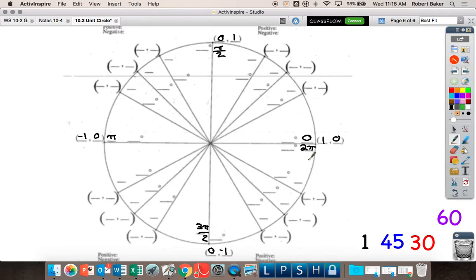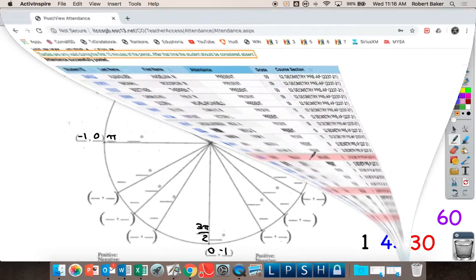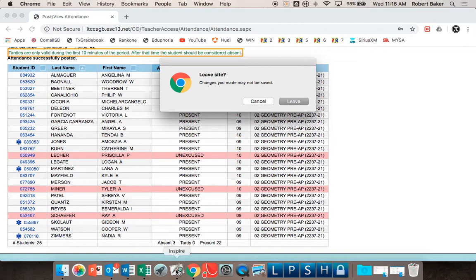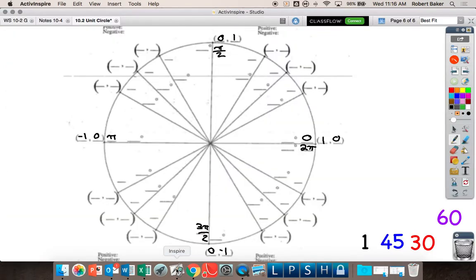So if you can't do it like that, you can count. 0 radians, pi over 2 radians, 2 pi over 2 radians, 3 pi over 2 radians, 4 pi over 2 radians. Now we do degrees. 0, 90, 180, 270, 360.